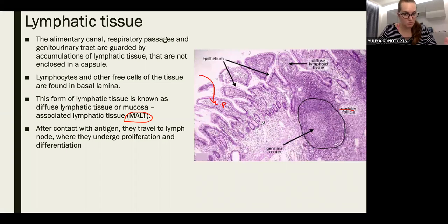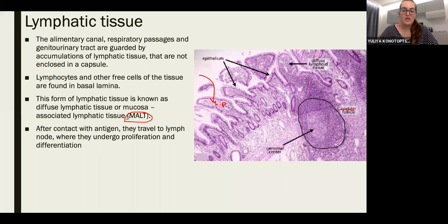And you remember that mucosa is simply a layer of a certain organ. It's not even an organ by itself. It's just the inner layer of a certain organ. So a nodule, I repeat, is not encapsulated. It doesn't have a capsule because it is simply a concentration of lymphocytes within the mucosa.